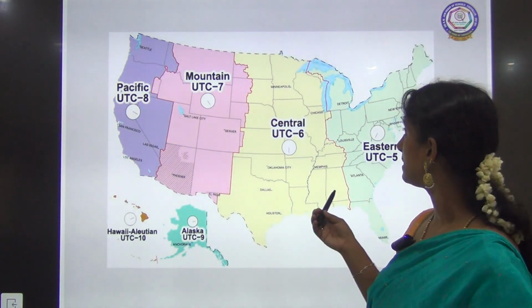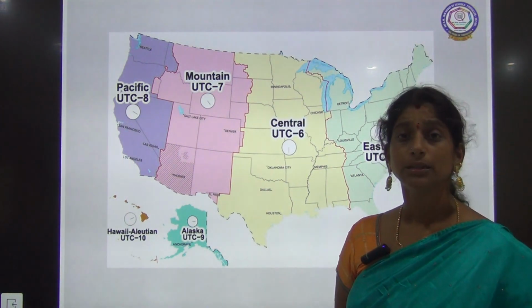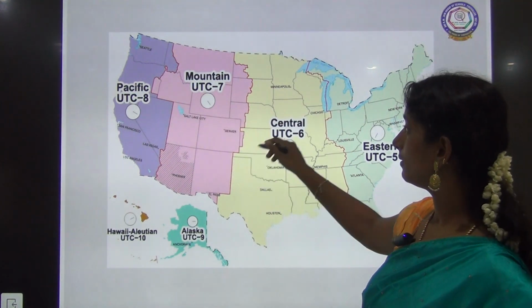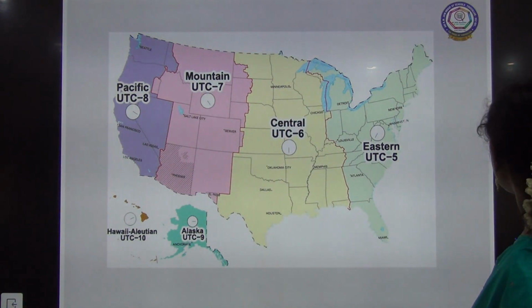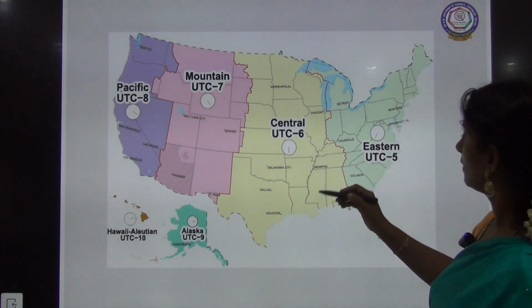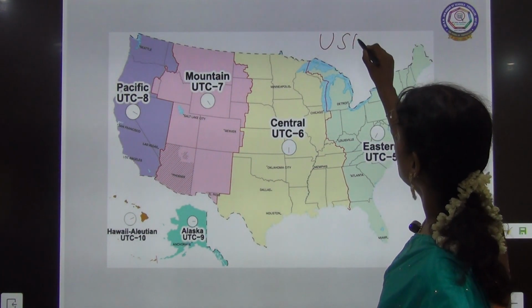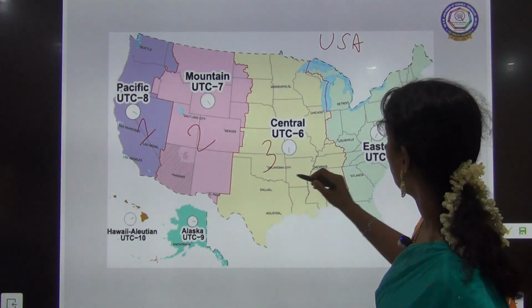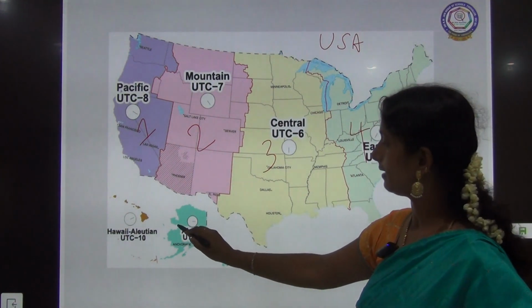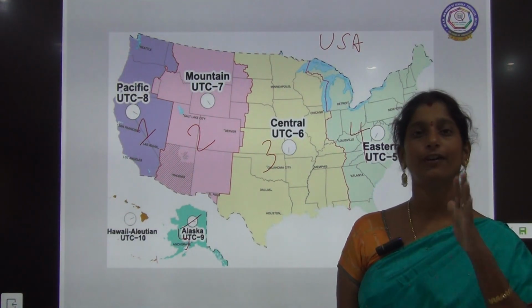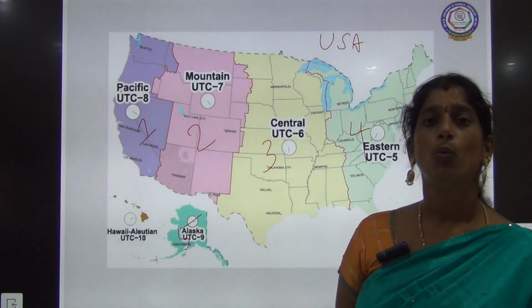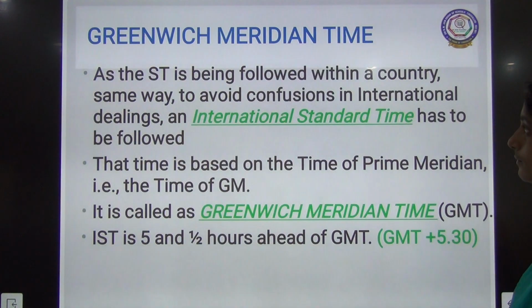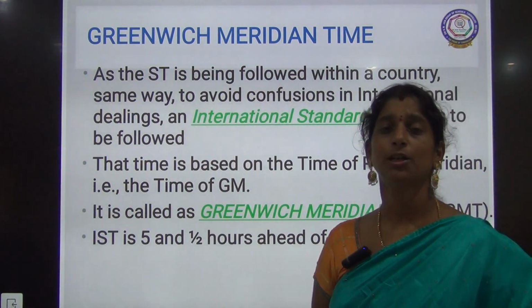So this is the map of Canada. Clear? This is the map of USA. Sorry, children. This is the map of USA. You can see time zone 1, time zone 2, time zone 3, time zone 4, and here comes another time zone 5. So 5 different time zones are there in one single country. Clear? So that is all about time zone.